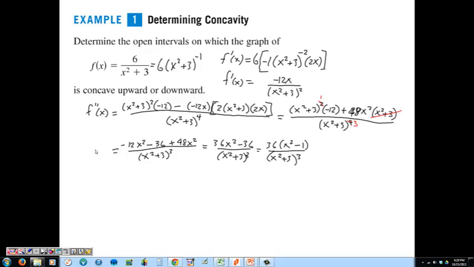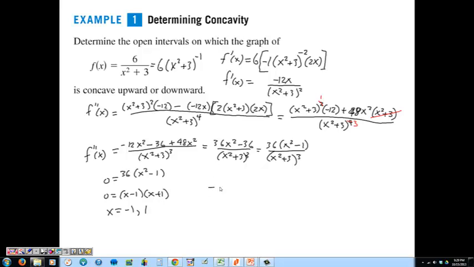Alright, so that is my second derivative. Now, if I want to make this equal to 0, I don't have any places where it's going to make it discontinuous, but I do have some zeros up here. So I can make the numerator equal to 0. Divide both sides by 36. And factoring this, difference of squares, so I get x is equal to negative 1 and positive 1.